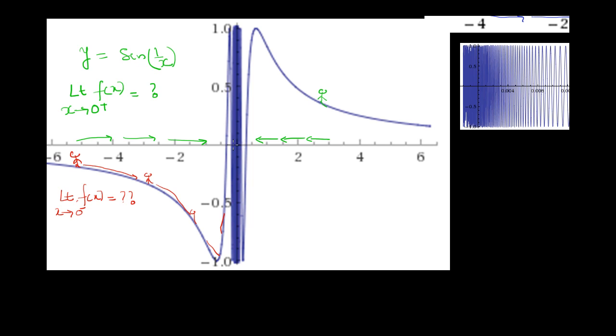It's oscillating. Okay. Now let's see what happens to the right side. As x is approaching 0, a person starts moving on the curve. He reaches here, he reaches here, and he again climbs up, and again he climbs down, and again he climbs up, again he climbs down.